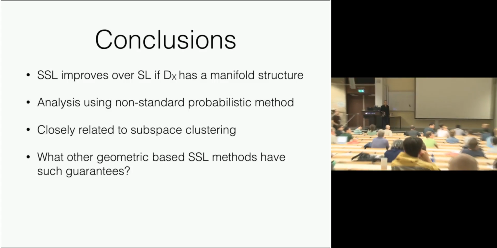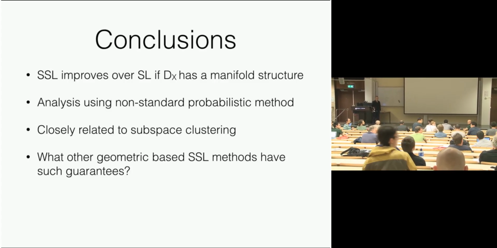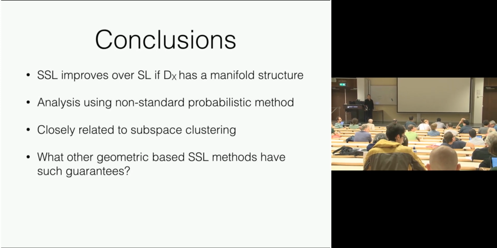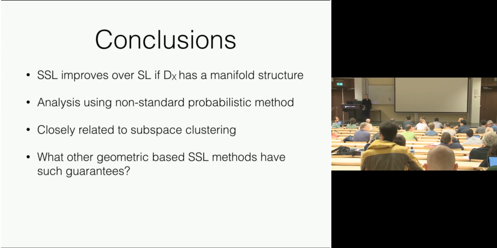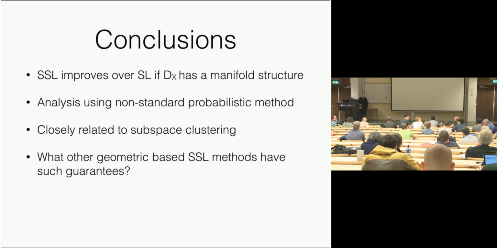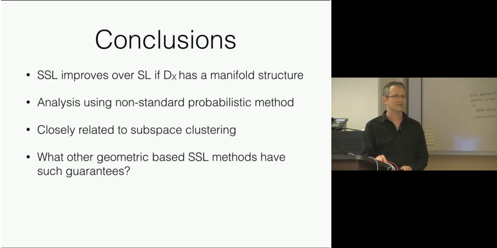Do you have any bounds on the number of unlabeled examples that you need in order to make it work? Right, so we assume that the unlabeled data distribution is known exactly. That's an assumption of infinite data. Right, yes. Can you show that a finite sample suffices?